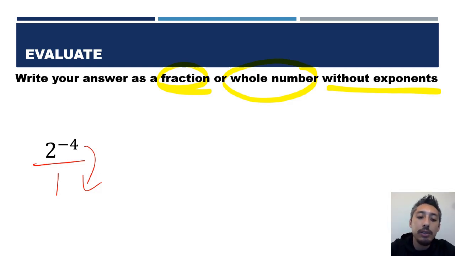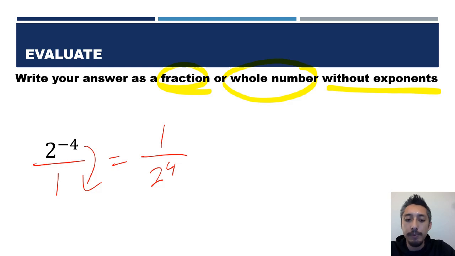Once we move things around, we're going to have a 2 to the power of 4 in the denominator and a 1 in the numerator. So that's our first step. We have a positive exponent. Now this looks like something similar to what we did in the previous lessons. Because we're being asked to evaluate, we need to understand what an exponent is doing.